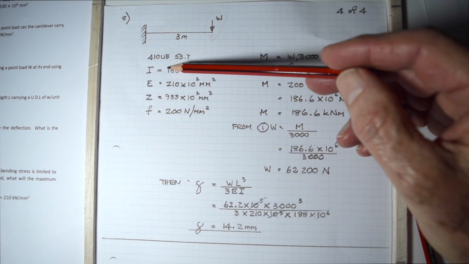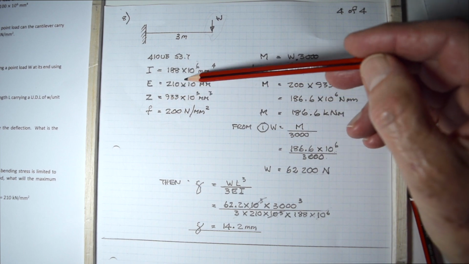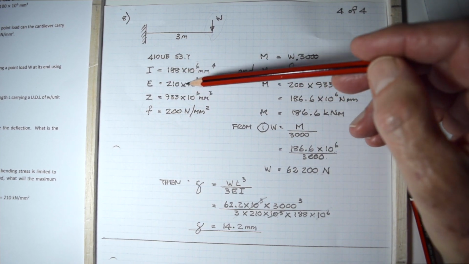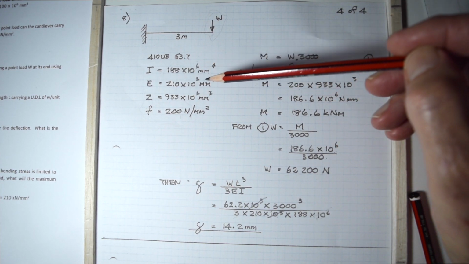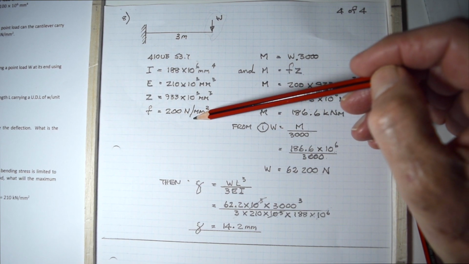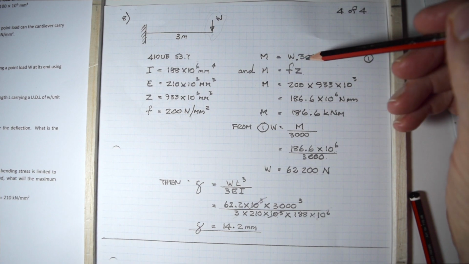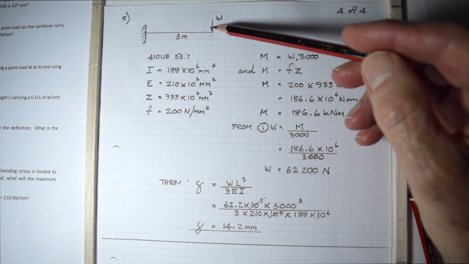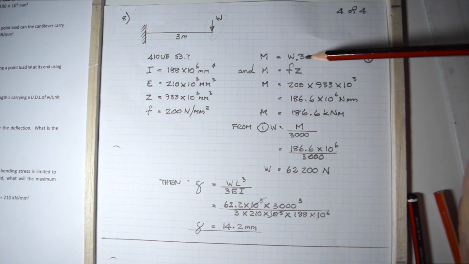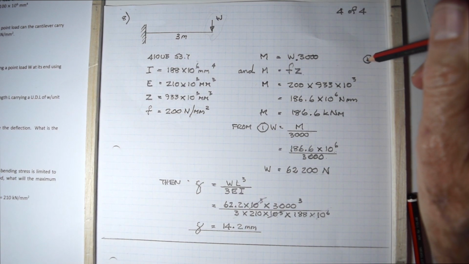This would be given to you in an exam, but by now you should be able to look it up yourself and see what the moment of inertia is, the section modulus. E for steel, we're using 210 in this particular case, and the allowable bending stress is 200. So the first thing we've got to work out is what the moment is. The moment is purely W times the span, WL, W times 3000 millimeters. We'll call that equation 1.